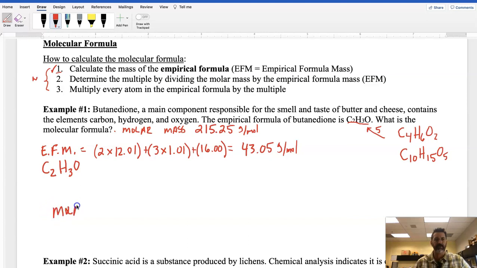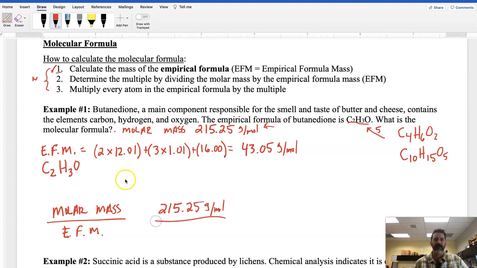Okay, step 1, check. Step 2, determine the multiple by dividing the molar mass by the empirical formula mass. So I'm going to do molar mass divided by the empirical formula mass, and again, we're just going to call it EFM. The molar mass, that was the part that was supposed to be added to this problem, is 215.25 grams per mole, divided by the empirical formula mass, which we just found, 43.05 grams per mole. Now I'm just going to divide the two because I want to find the multiple. When I divide these two, I get 5. So that is my magic number.